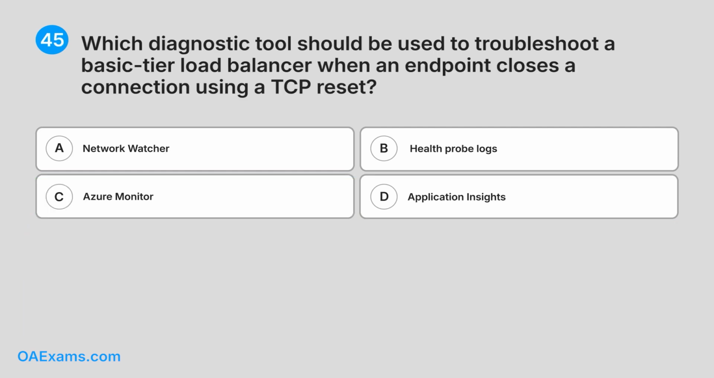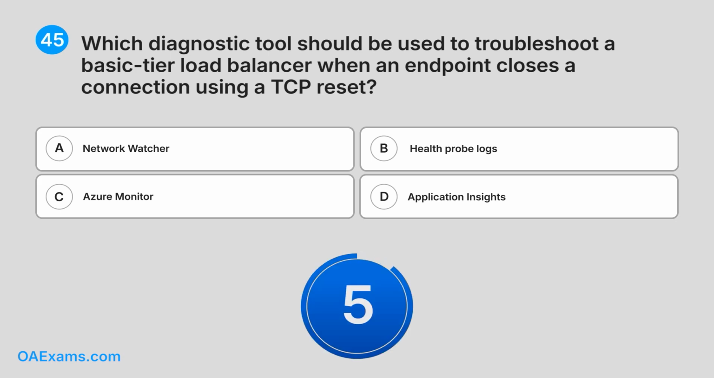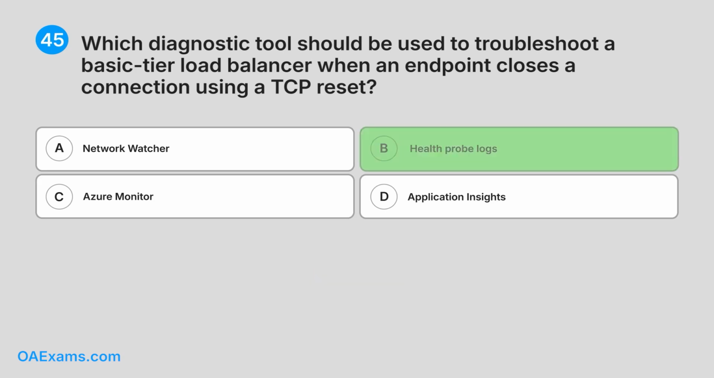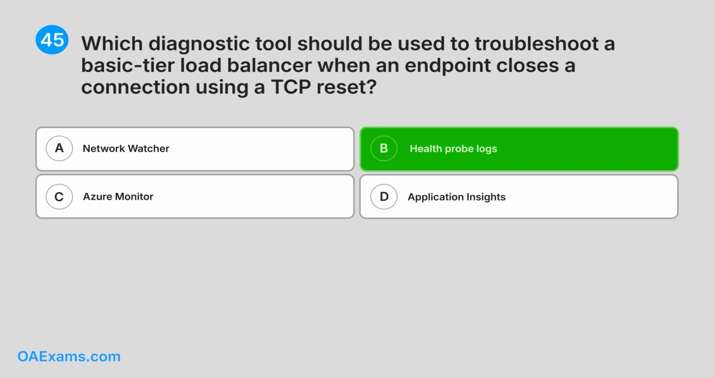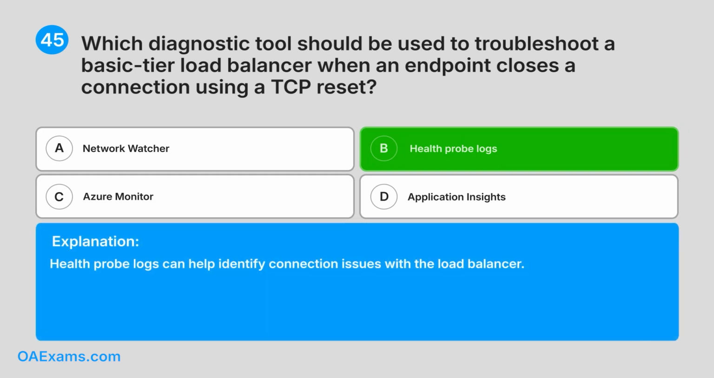45. Which diagnostic tool should be used to troubleshoot a basic tier load balancer when an endpoint closes a connection using a TCP reset? A. Network Watcher. B. Health Probe Logs. C. Azure Monitor. D. Application Insights. Do you know the answer? Correct answer: B. Health Probe Logs. Explanation: Health Probe logs can help identify connection issues with the load balancer.